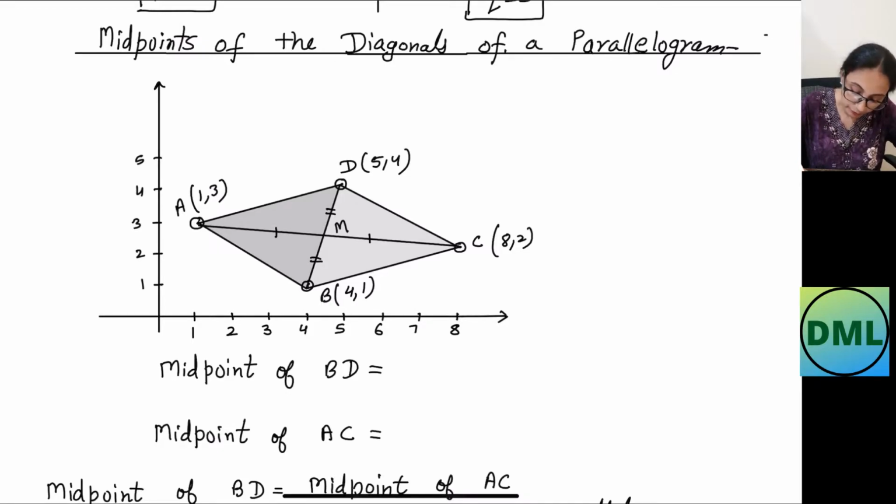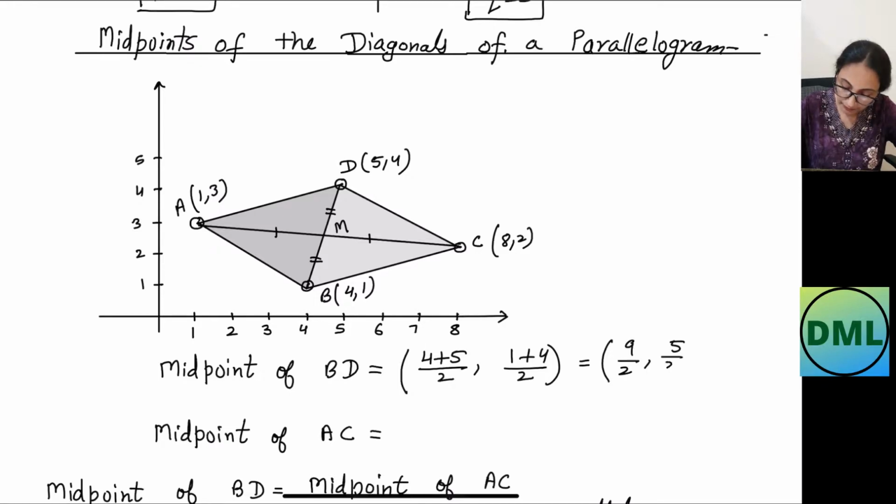Now let's apply the formula here. Midpoint of BD is (x1 plus x2) by 2, (4 plus 5) by 2, and (y1 plus y2), (1 plus 4) by 2. If you solve it here, it will be 4 plus 5, 9 by 2, 4 plus 1, 5 by 2.